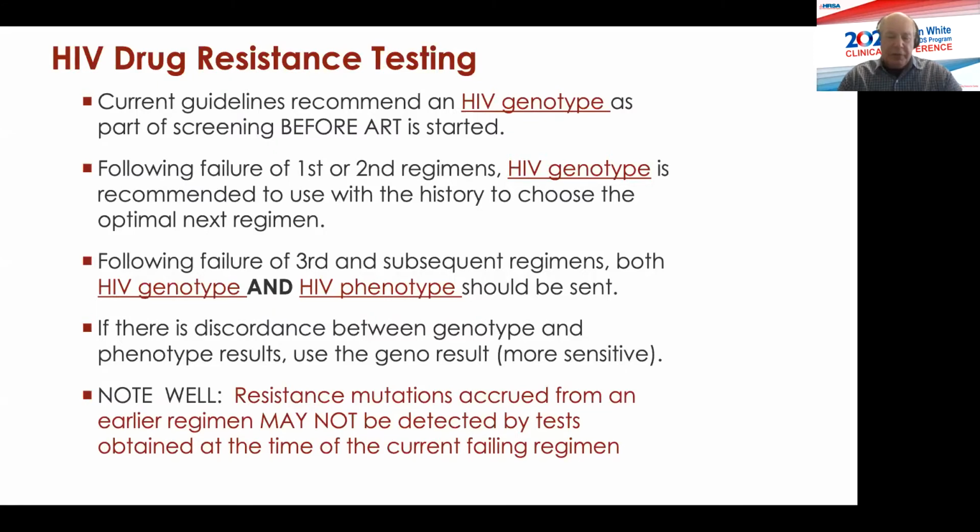And finally, resistance mutations accrued from an earlier regimen may not be detected from the plasma at the time of a current failing regimen. So in other words, somebody could have been on 3TC in the past and developed an M184V, but now they're on a regimen that doesn't have 3TC in it anymore. So the virus that's in the regimen that's failing currently may have a wild type M184, but that doesn't mean that, as Dr. Siliciano just showed you, there can be archived virus in the latent reservoir that, given the chance to be re-expressed, if you gave 3TC back, it could reselect for that hidden reservoir.